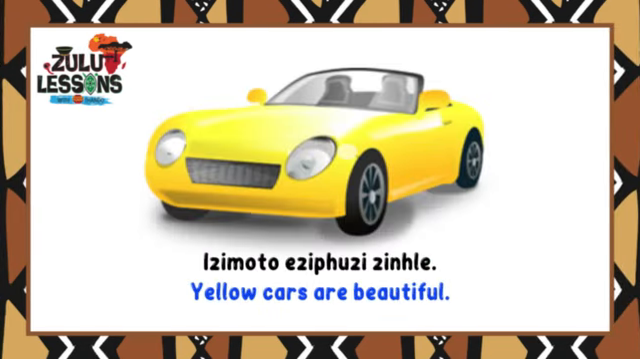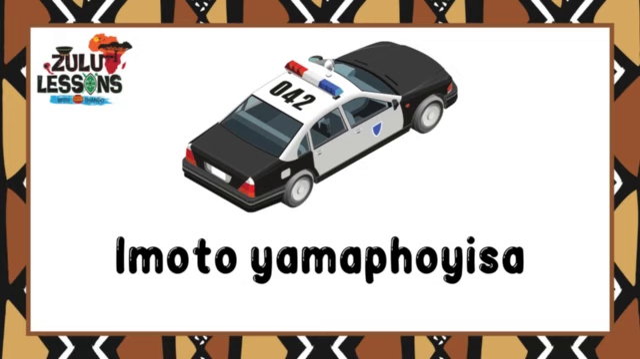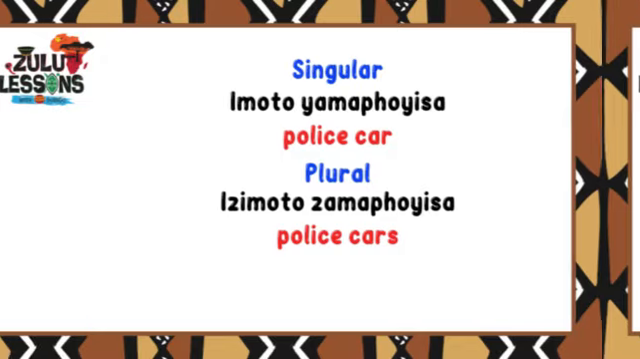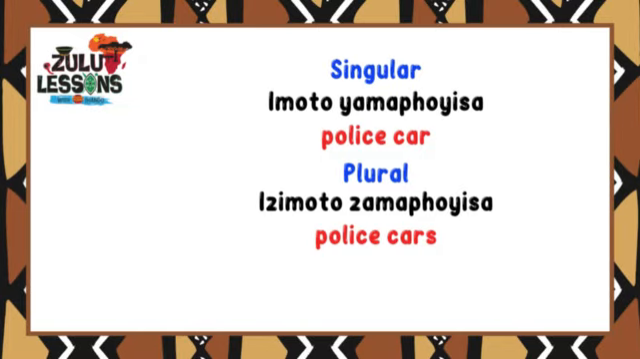A few more sentences about modes of transport. Let's see. Izimoto is a plural. Izimoto, cars. Izimoto eziphuzi zinhle. So yellow cars are beautiful. Well, yeah, they are kind of cute, I suppose. And then let's see. Imoto yamaphoyisa. There's a possessive there. So a police car, a car that belongs to the police. And then the plural would be izimoto zamaphoyisa.